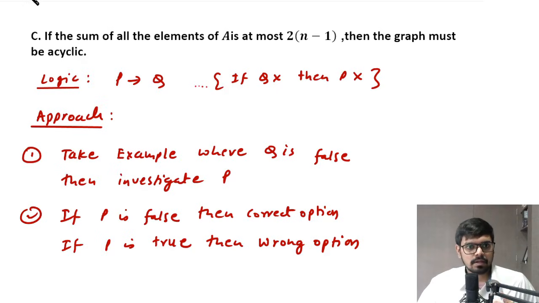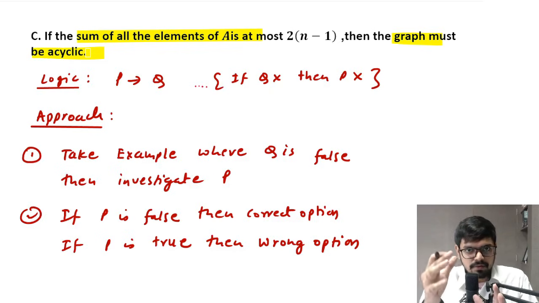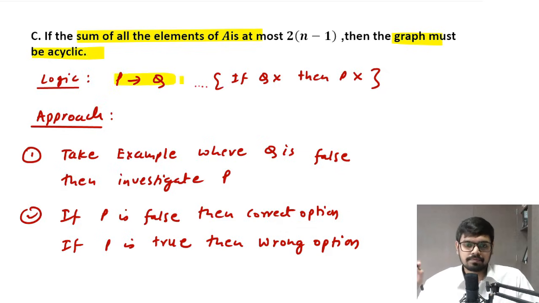This is what the statement is saying. If P, then Q. So what is P here? Sum of all the elements of the A matrix is at most 2 to the power n minus 1. If this is P, then Q should be what? Q must be acyclic. So they are saying P implies Q should be true.